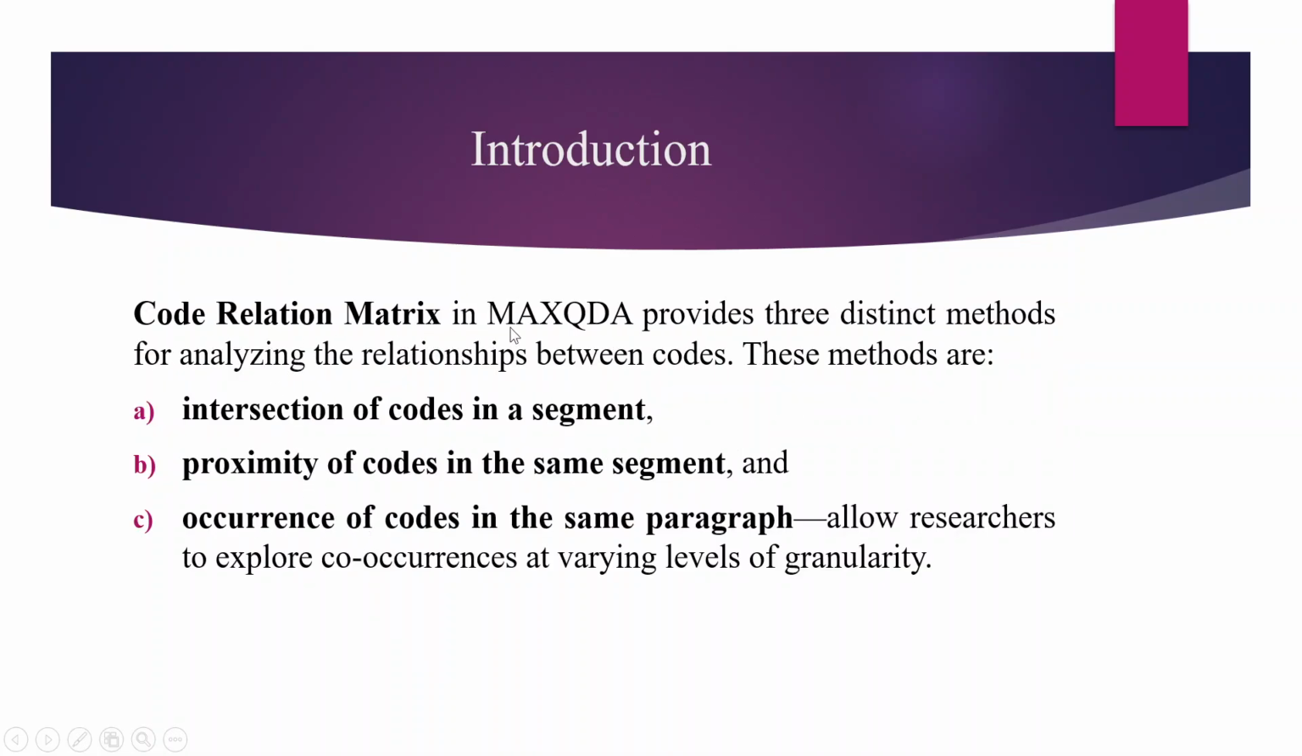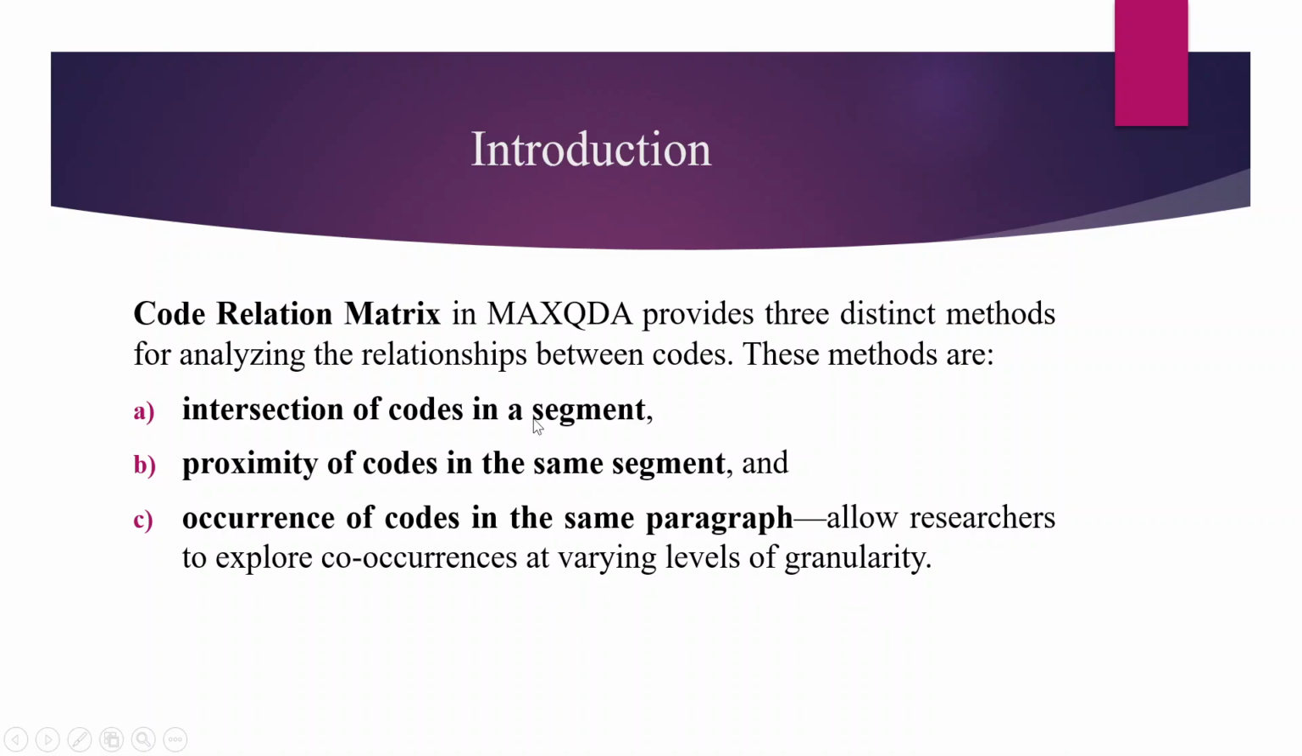The code relation matrix in MAXQDA provides three distinct methods for analyzing the relationships between the codes. These methods are: first, intersection of codes in a segment. Second, proximity of the codes in the same segment. And third, occurrence of the codes in the same paragraph. This allows researchers to explore co-occurrences at varying levels of granularity.